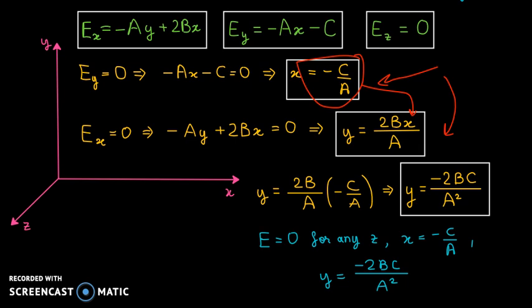So this defines a straight line parallel to the z-axis at x and y coordinates specified here, x being negative c divided by a, y being equal to negative 2bc divided by a squared.